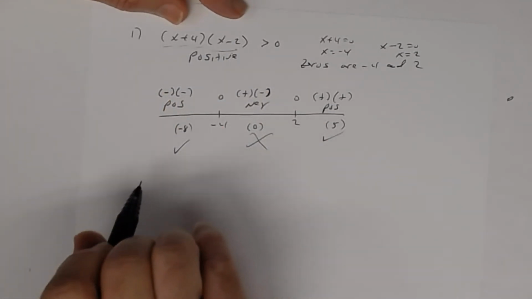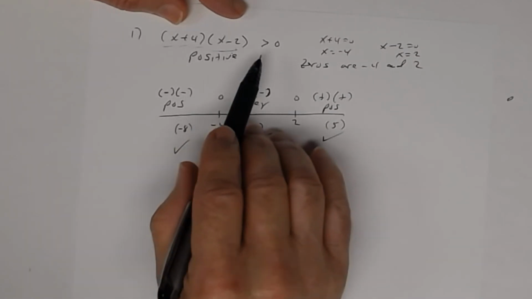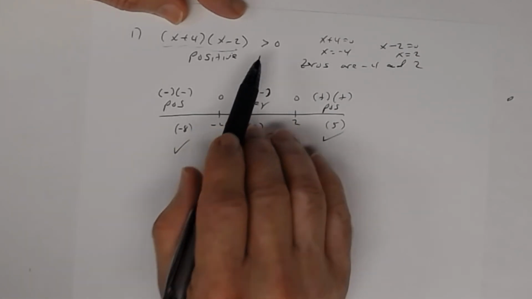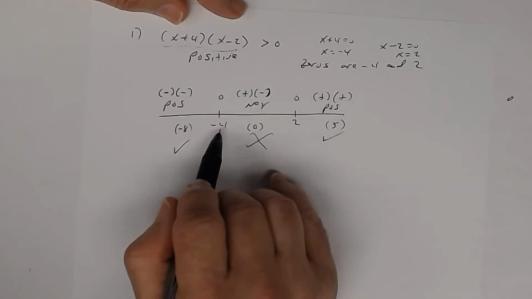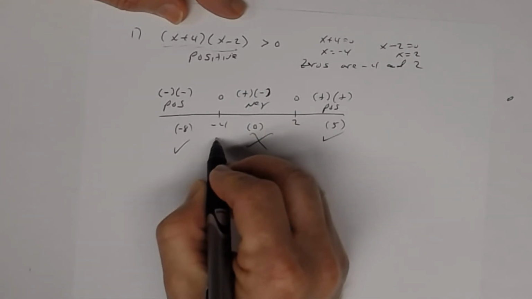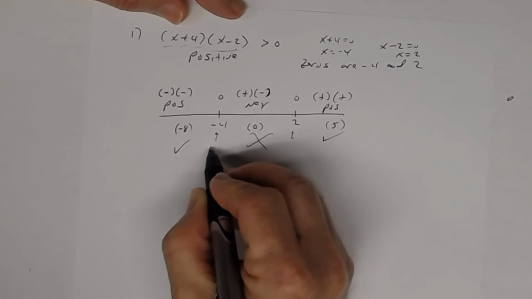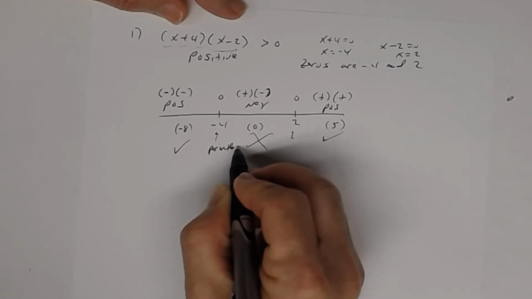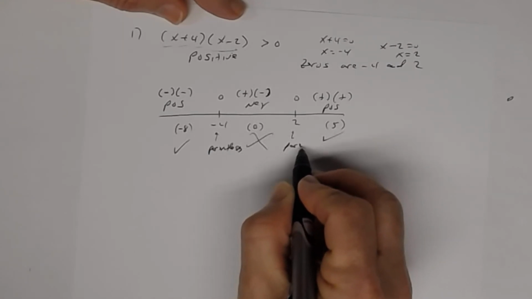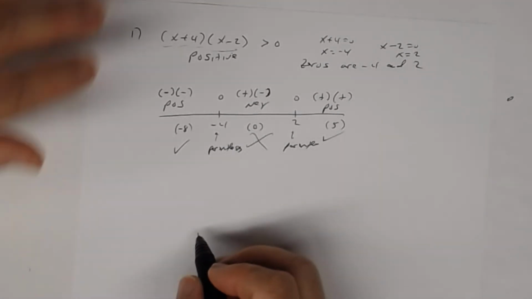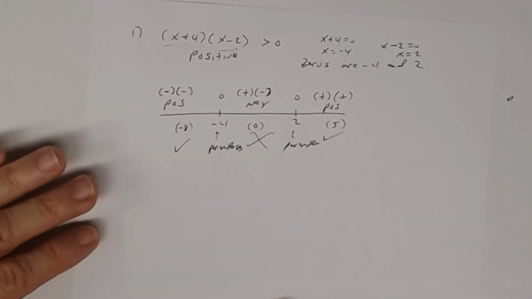So now you indicate your solutions, and by the way, you've got to always look to see if you have an equal sign here. Since there's no equal sign, these are going to be parentheses. Parentheses. Okay? These are going to be parentheses. That's the word parentheses right here.